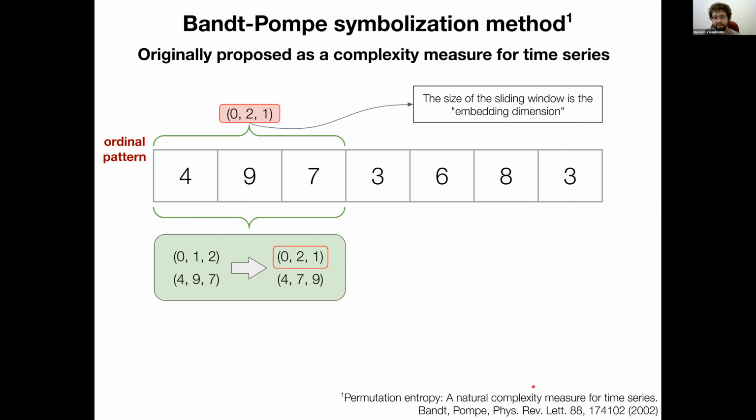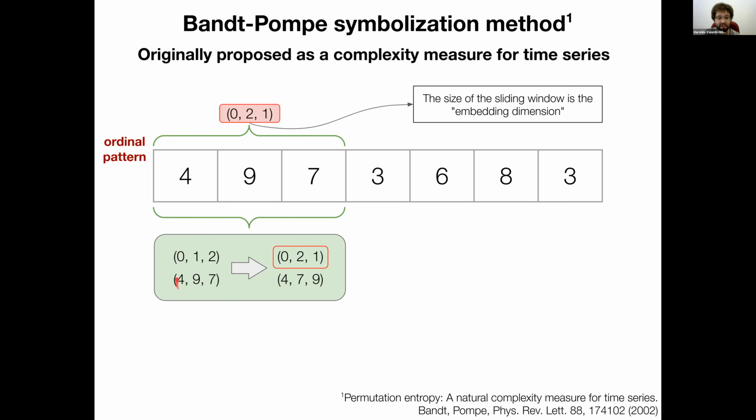And I think it's easier to describe this approach with a simple example. So suppose we have this time series here, a time series with elements 4, 9, 7, and so on. The first step of the approach is to define a sliding window of a given size. In this case, I'm using a sliding window of size 3. And the size of the sliding window is what we call embedding dimension. The idea is to select the elements inside the sliding window and determine what is the permutation of these elements that sorts the values in ascending order.